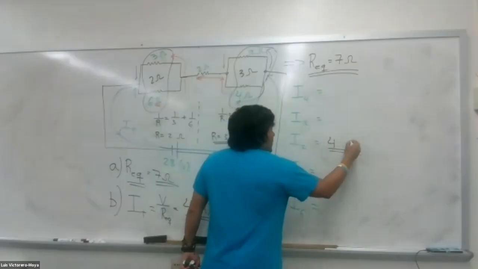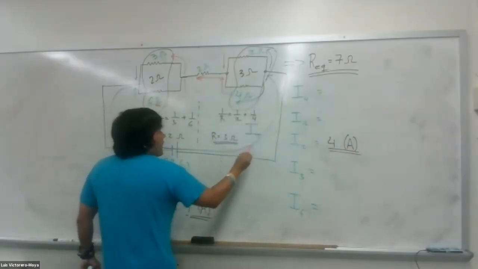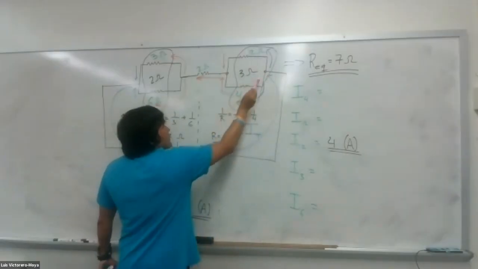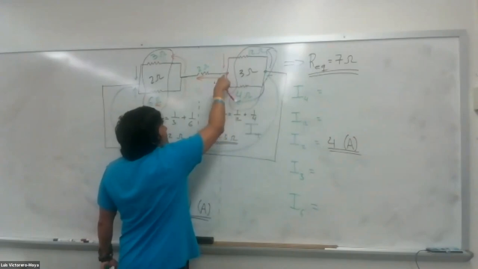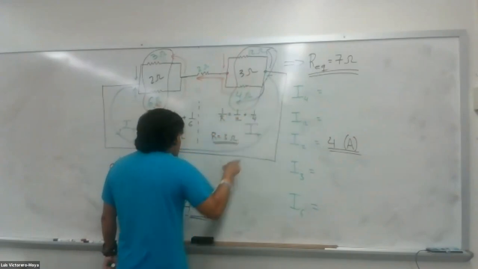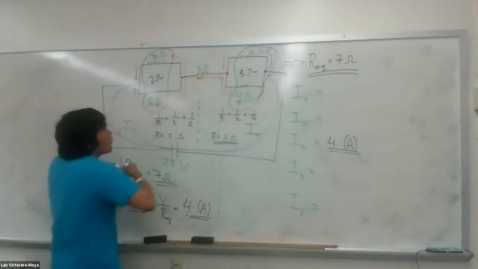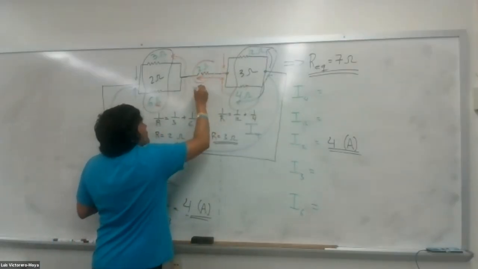Because if you look at what I did on the graph, right? The current 4 amperes gets split, it's divided, and then it goes back to what it was originally. How much was originally? 4 amperes. So for this resistor here, it has all the current. This is the total current.